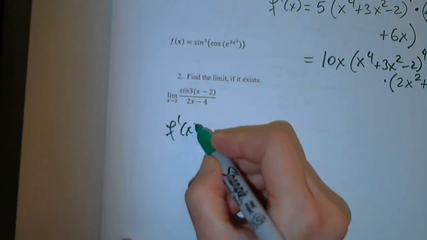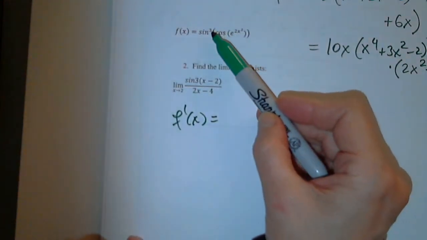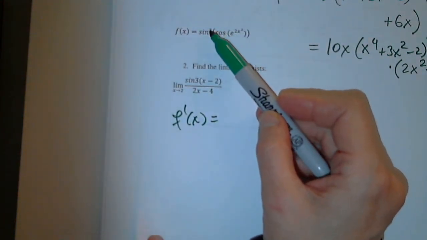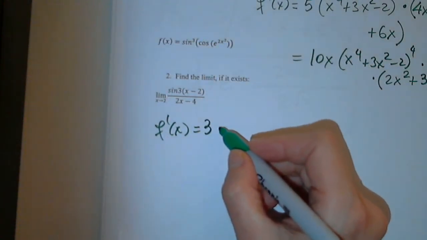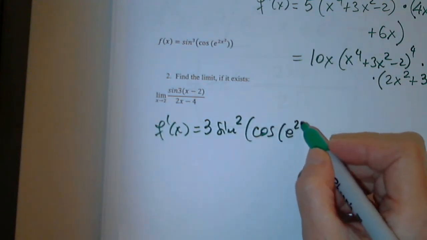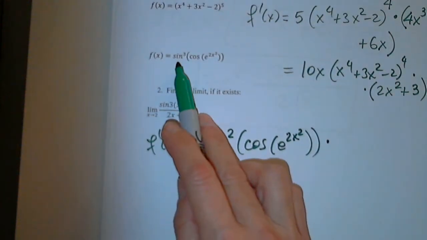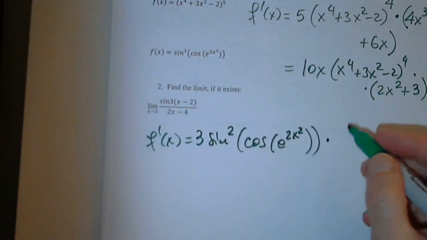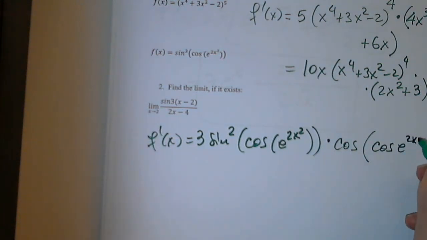Now for the second one. We have f prime of x. This is still the chain rule. We have to start with the outermost function. I shouldn't say we have to, but that's what I recommend. Power 3. So this is 3 sine squared of cosine e raised to 2x squared, times I have to differentiate sine of this argument, which is cosine of cosine e to 2x squared.